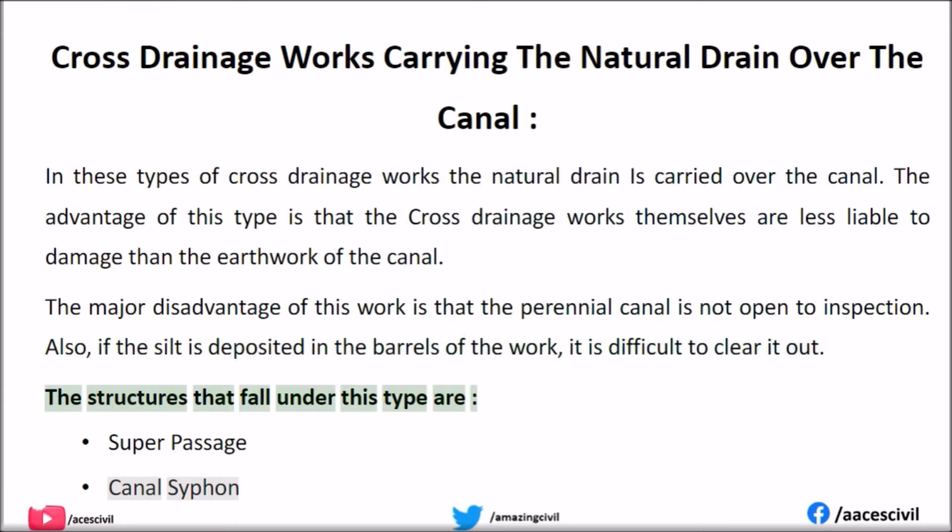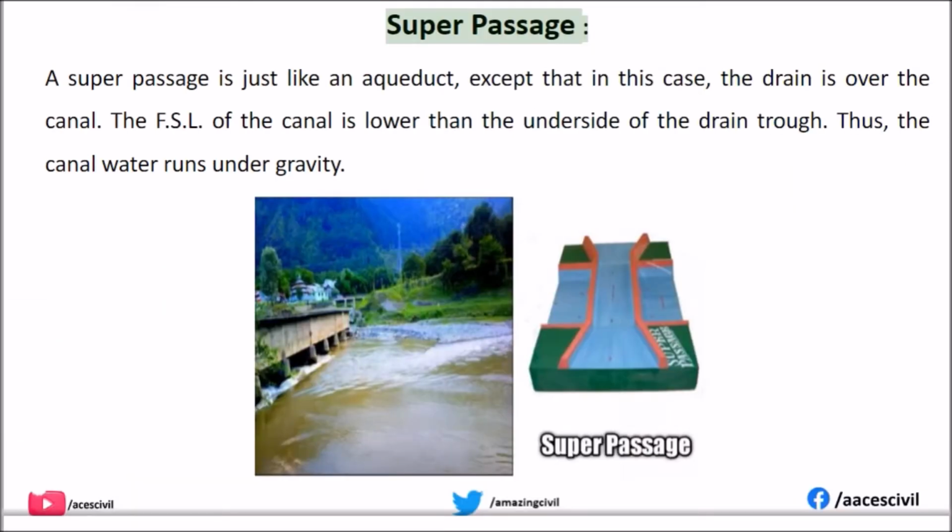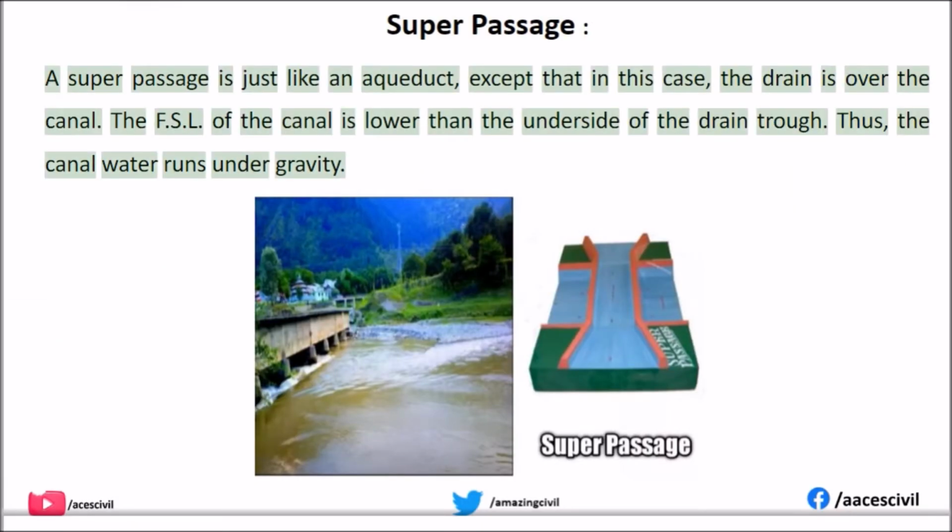The structures that fall under this type are superpassage and canal siphon. Superpassage. A superpassage is just like an aqueduct, except that in this case, the drain is over the canal. The FSL of the canal is lower than the underside of the drain trough. Thus, the canal water runs under gravity.